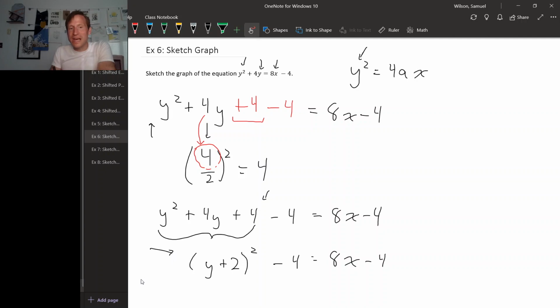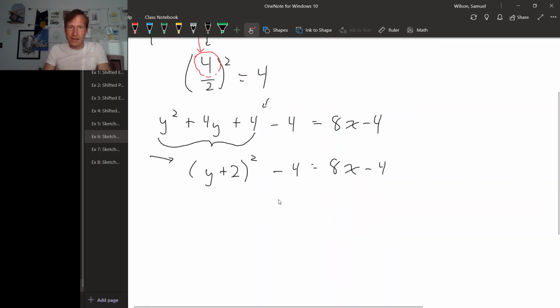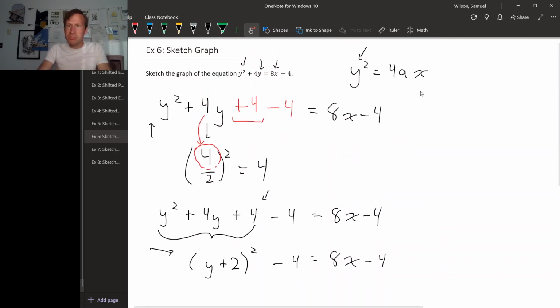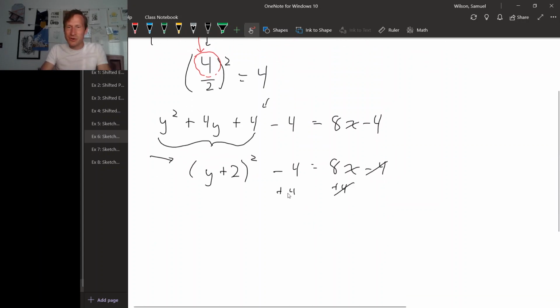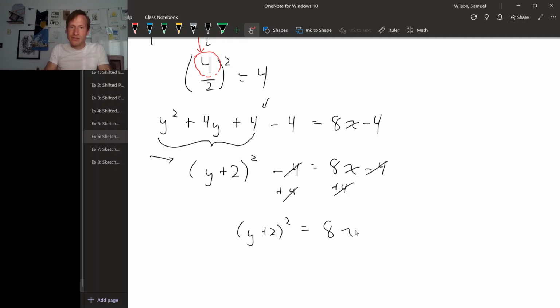So you can see this trick gave us what we wanted. It made it so that we had y showing up only in the squared term. All right, so now let's see. Our template equation for our parabola doesn't have any constant term on this squared side, so let's add 4 to both sides here. That also has the effect of canceling this minus 4 right there. So we get (y plus 2) squared equals 8x.